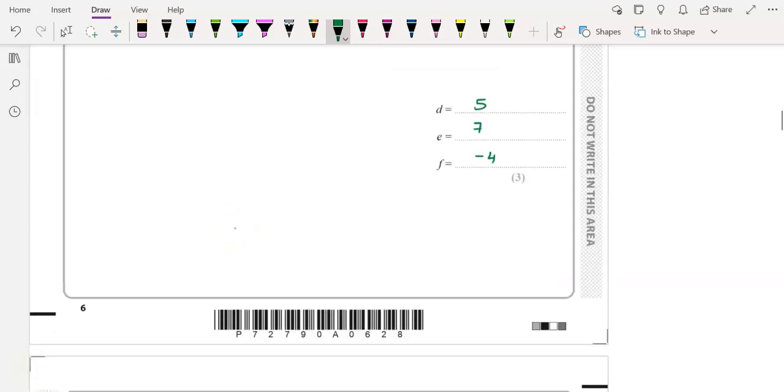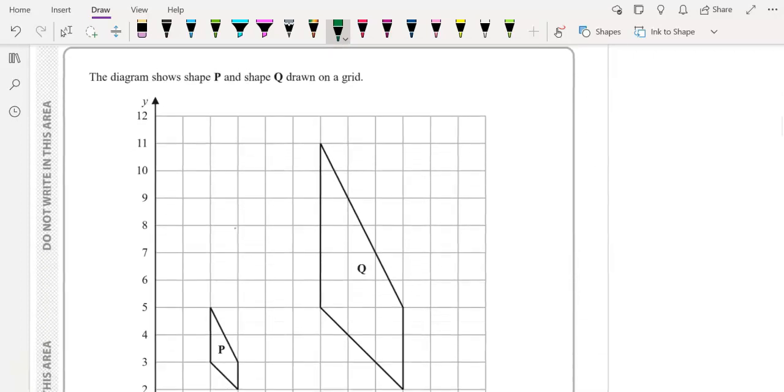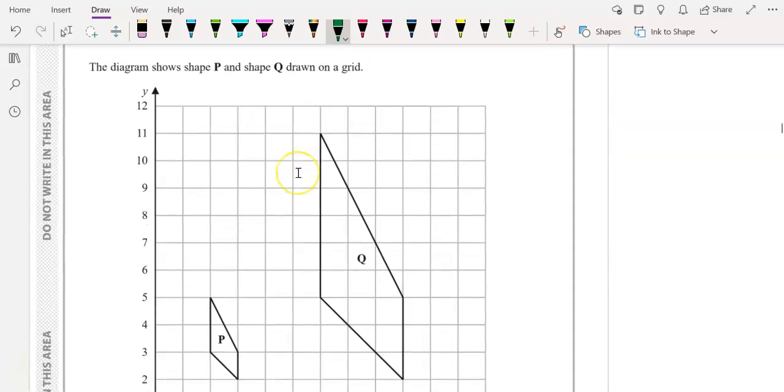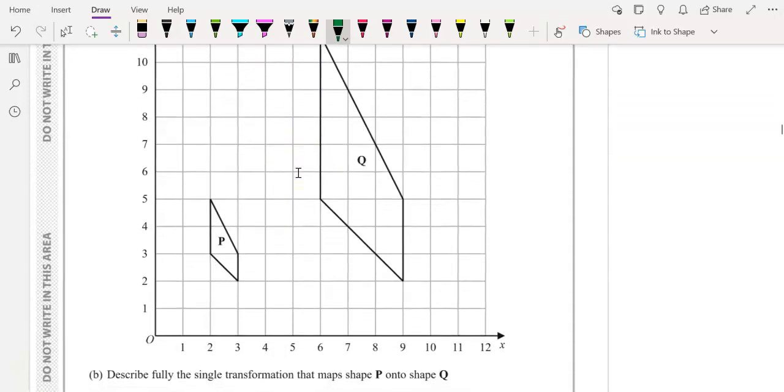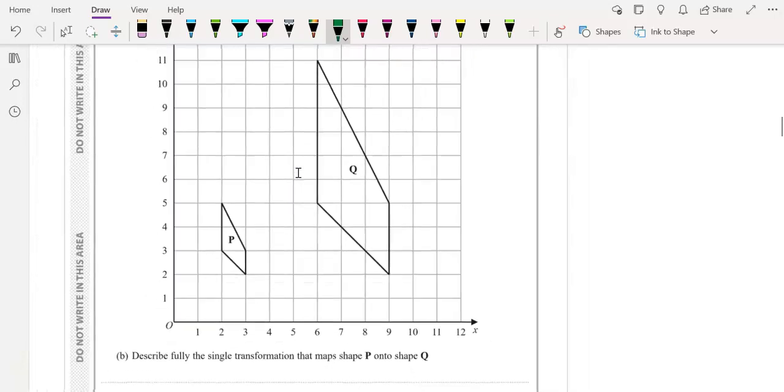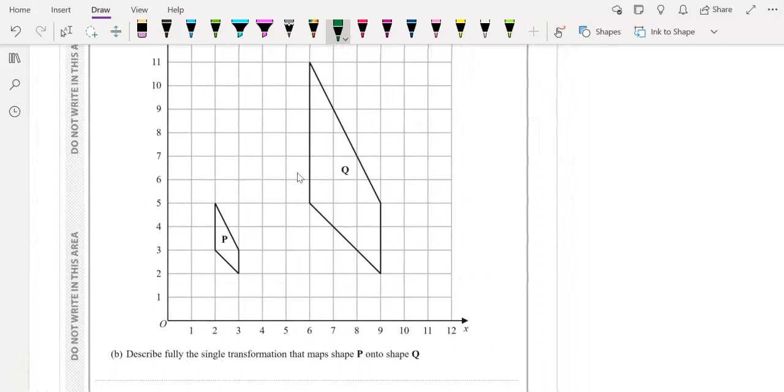Part B. The diagram shows shape P and shape Q on a grid. Question is, describe fully the single transformation that maps P onto Q. So we can easily make out that it is an enlargement. So first thing we'll write here, it is an enlargement, and then we need the scale factor.